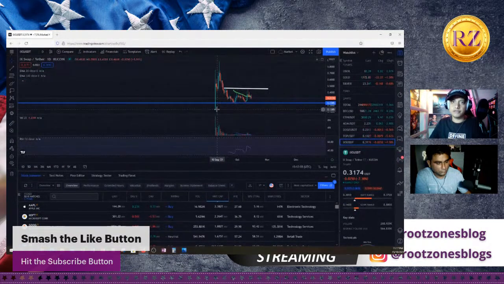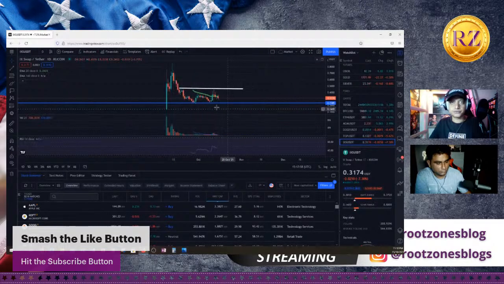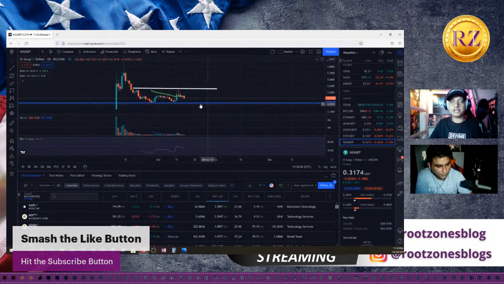IXS is very new. IX Swap just came out, launched on the 8th of September, so not much data. I just put this trend line as a baseline to see where the next dip is. At 2 cents, that's where it's good to actually buy more coins.